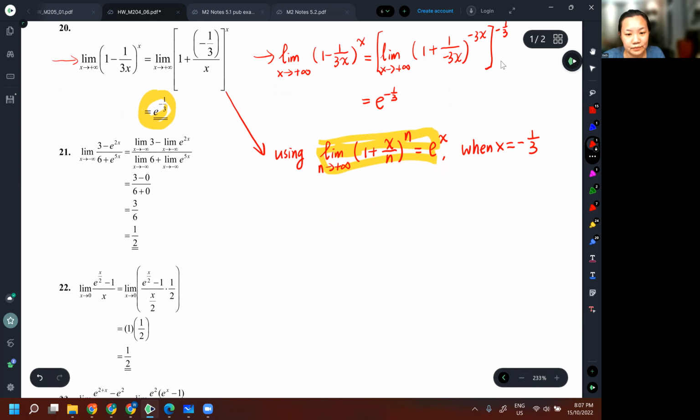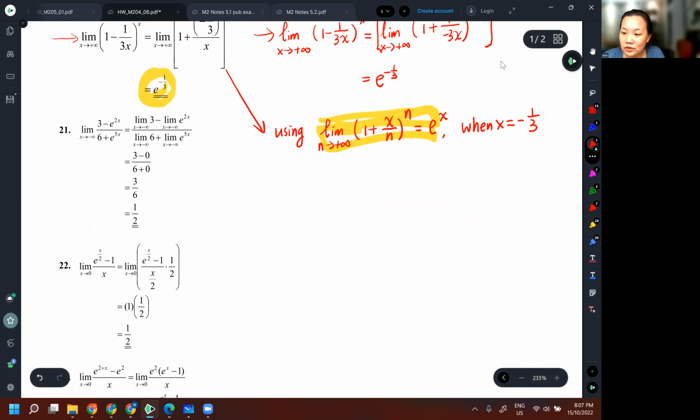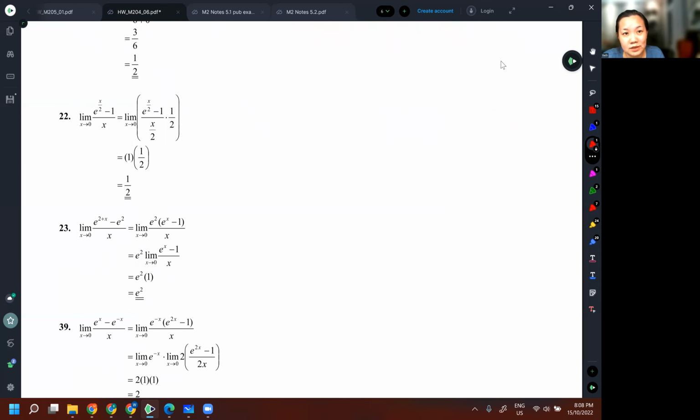Question 21. Question 21, you don't have to use a special limit because this limit is equal to 0. And that's something you should know. E to the power x, when x tends to -infinity, only -infinity, this limit is 0. It's not the same when x tends to positive infinity. It's not the same. Okay. 22, this is the answer.